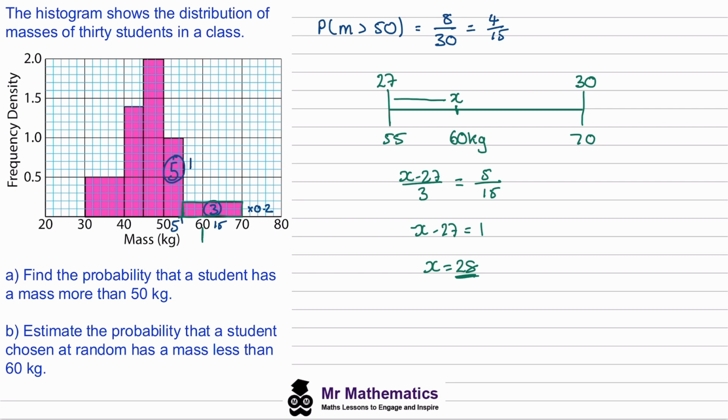So if there's 28 people up to this point, we know the probability of a mass being less than 60 will equal 28 out of 30, or 14 out of 15. Okay? Let's try another question.